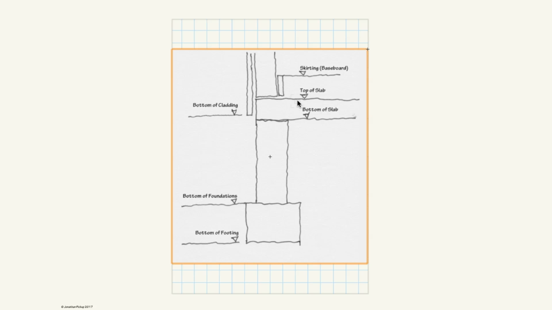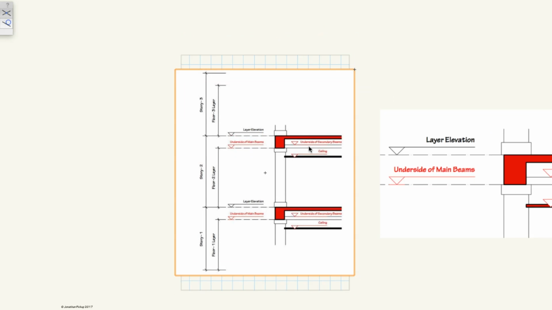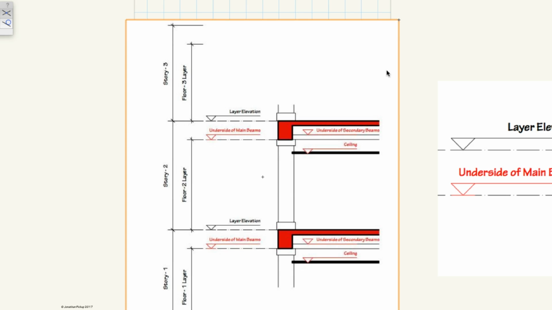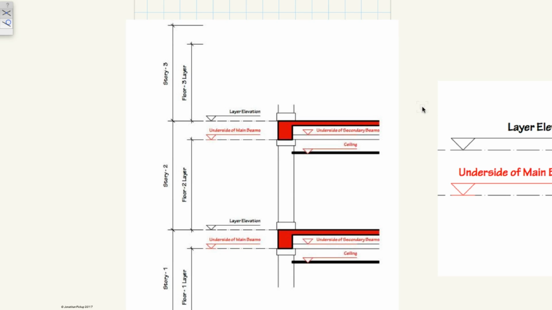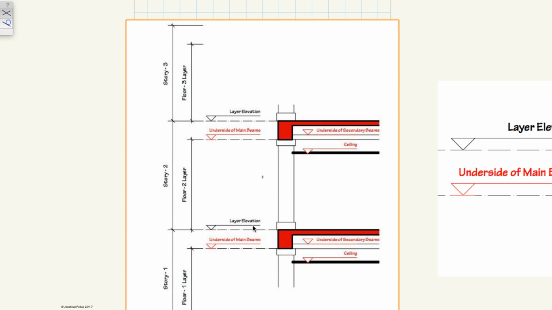So we'll get our skirting. We might have the top of our slab, the bottom of our slab, the bottom of our footings, or the bottom of our foundations. So those might be levels that you want to use. In a commercial building, you might use something a bit more like this, where we've got primary beams, secondary beams, ceilings, and you might have multiple stories, and you want to control each level. So the underside of the main beams might be different in this story than in this story. But that's okay, because each level has its own elevation in each story of the building.